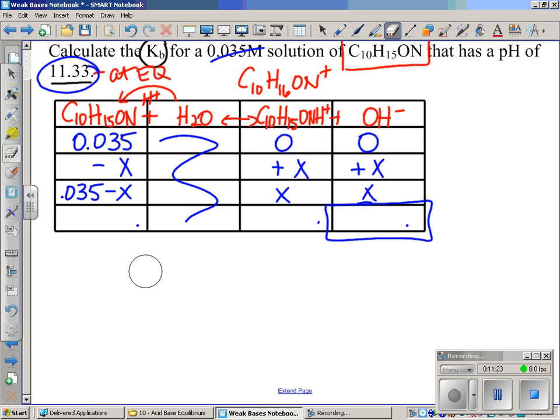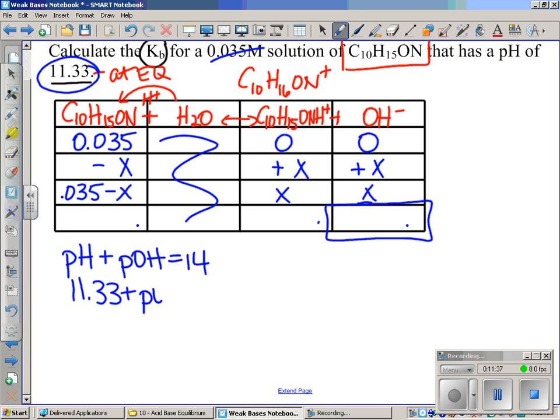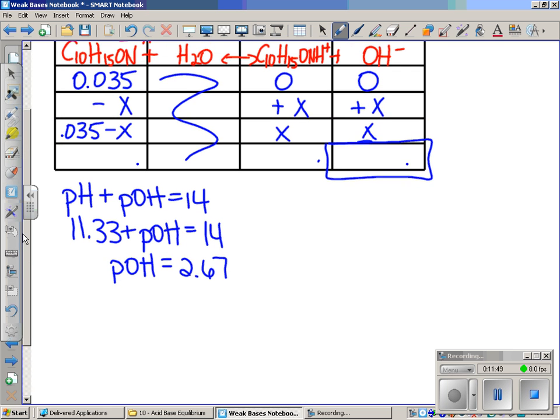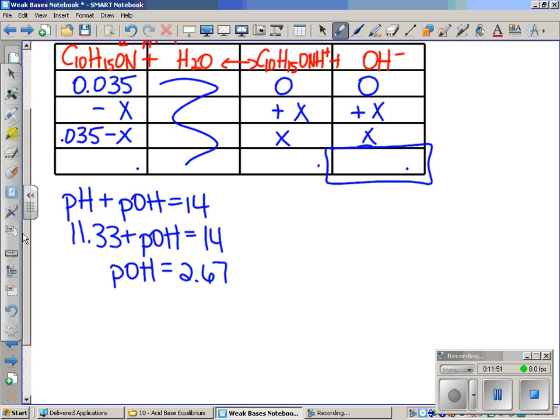So pH is equal to, well, let's see how I want to do this. There's a bunch of different ways to do it, but let's do it this way. And again, if you chose to do it a different way, if you'd already completed this problem before watching the video, that's totally fine. As long as you get the right answer, any system is fine. So 11.33 is the pH, and then we're going to subtract that from 14. So the pOH ends up equaling 2.67. Okay, so that's the first part.